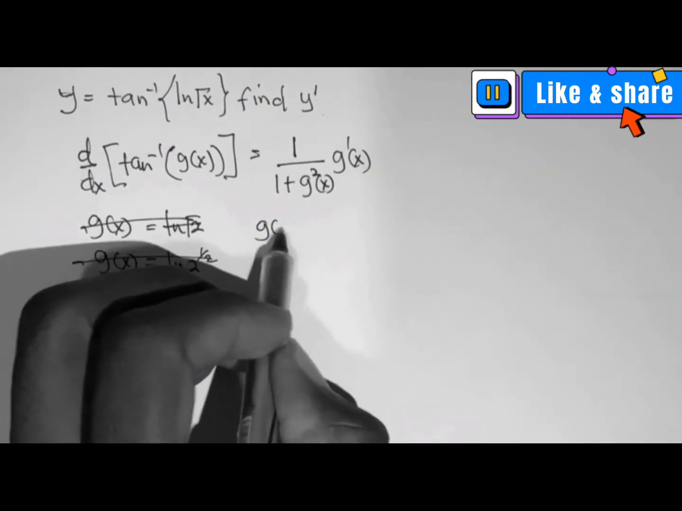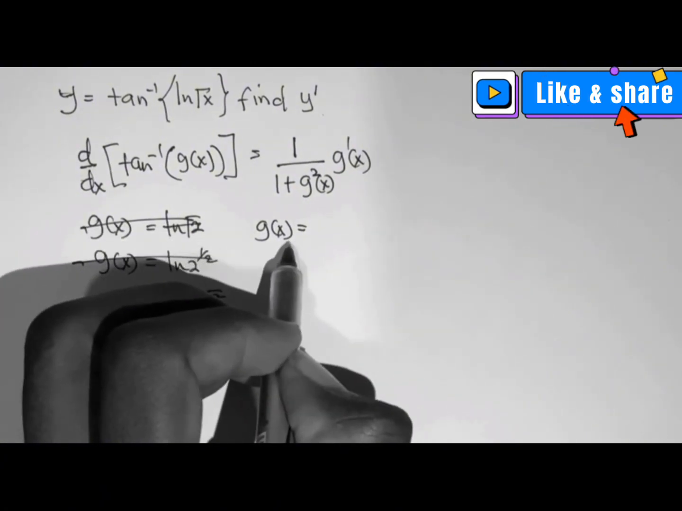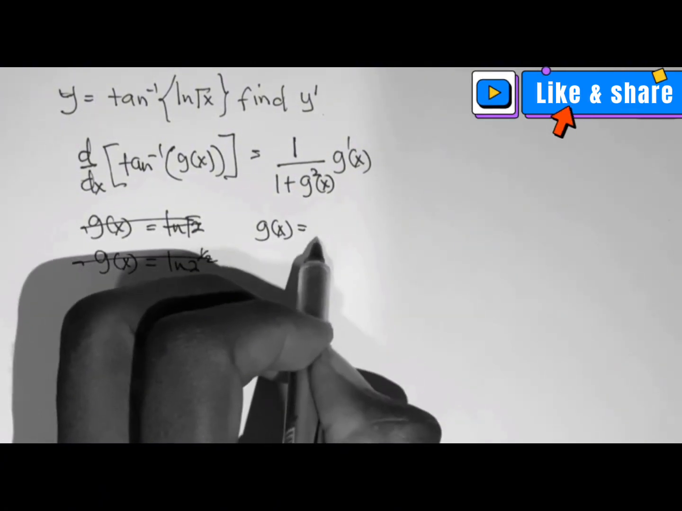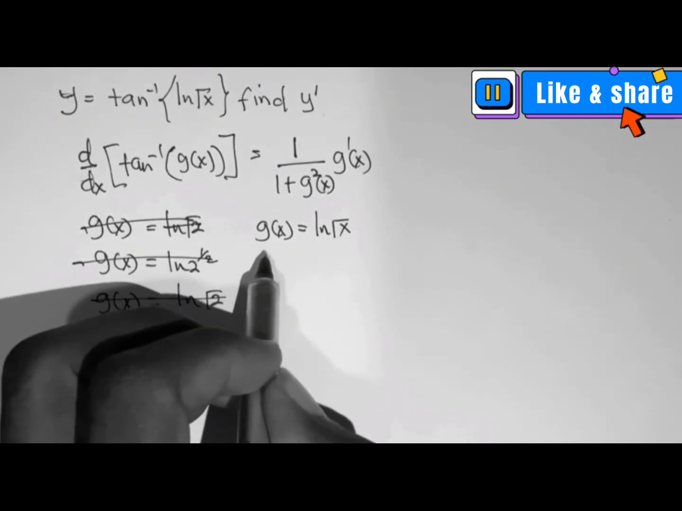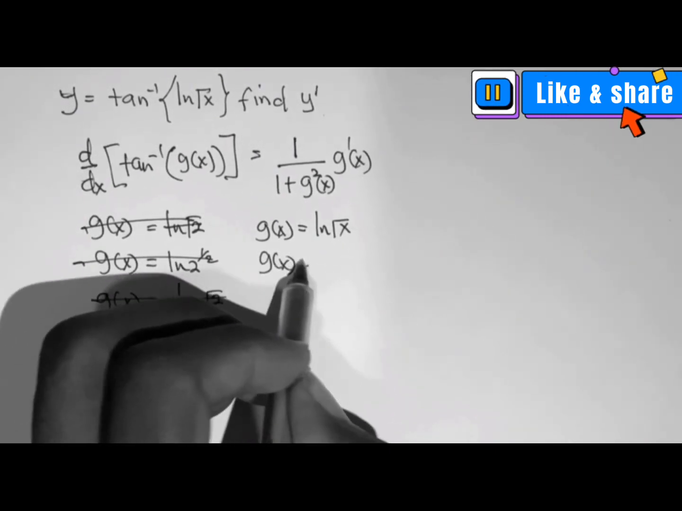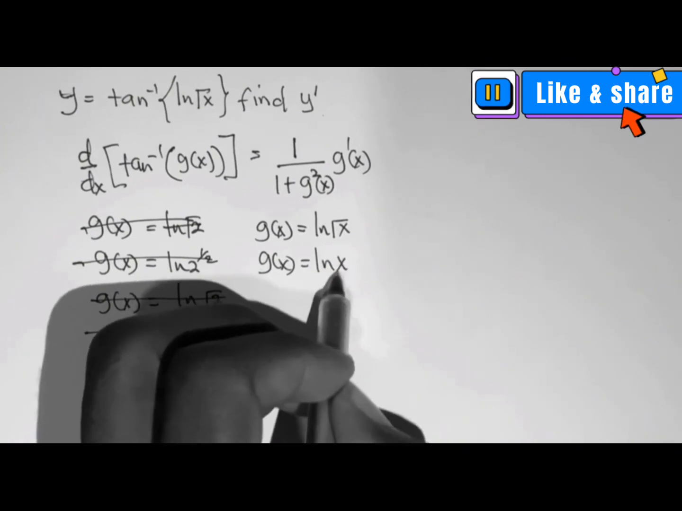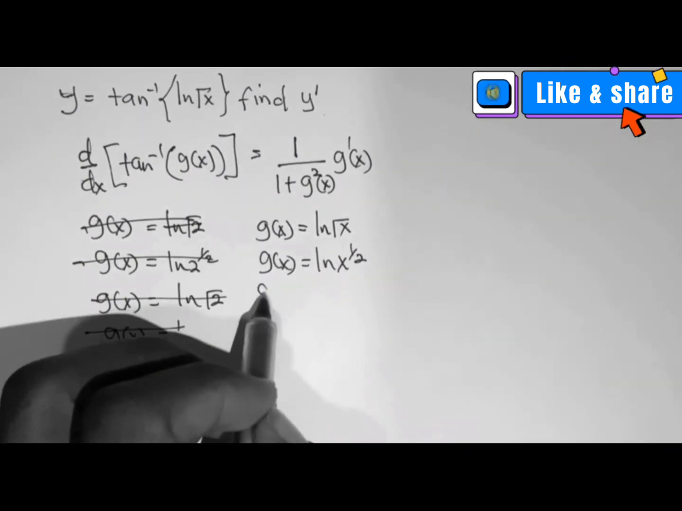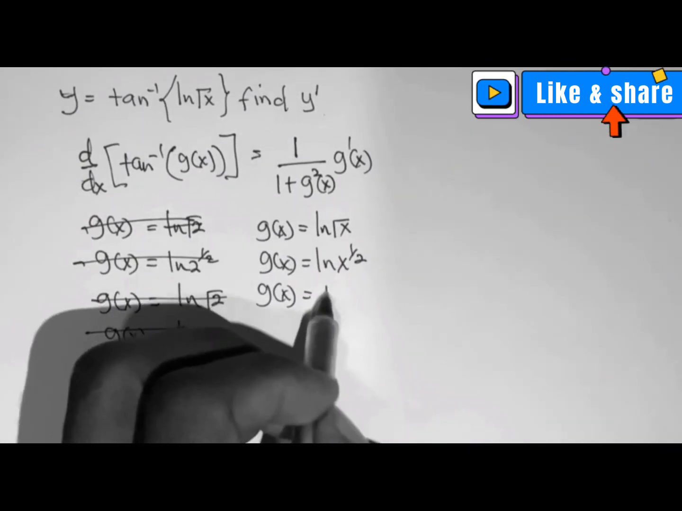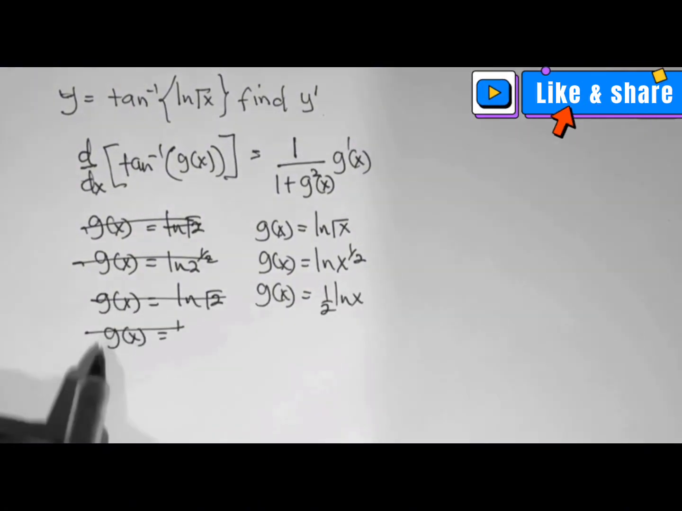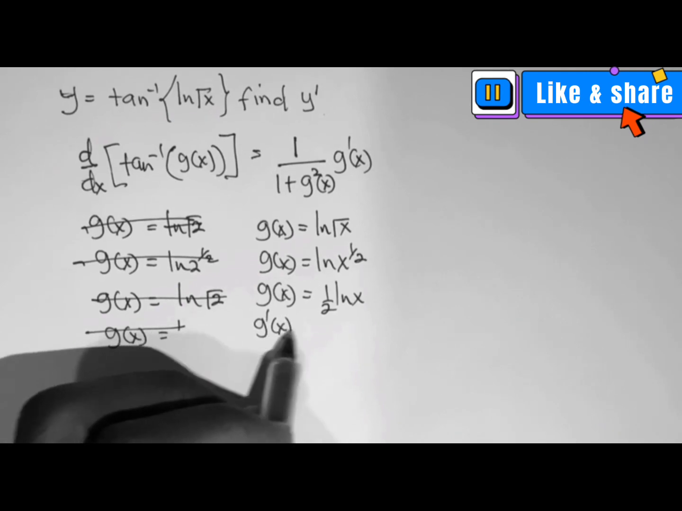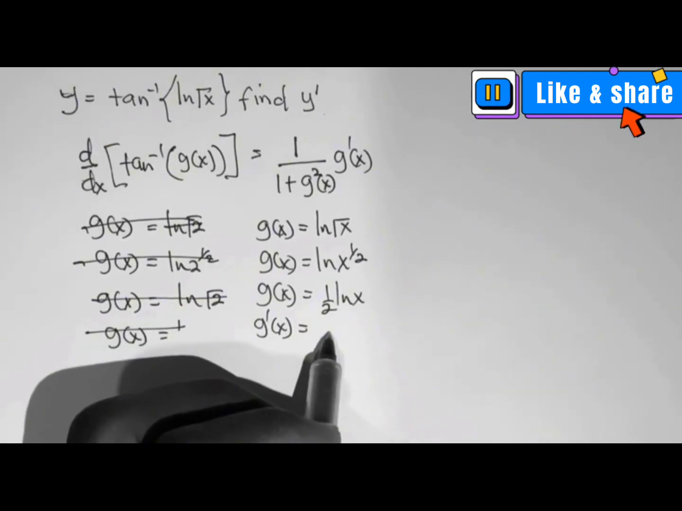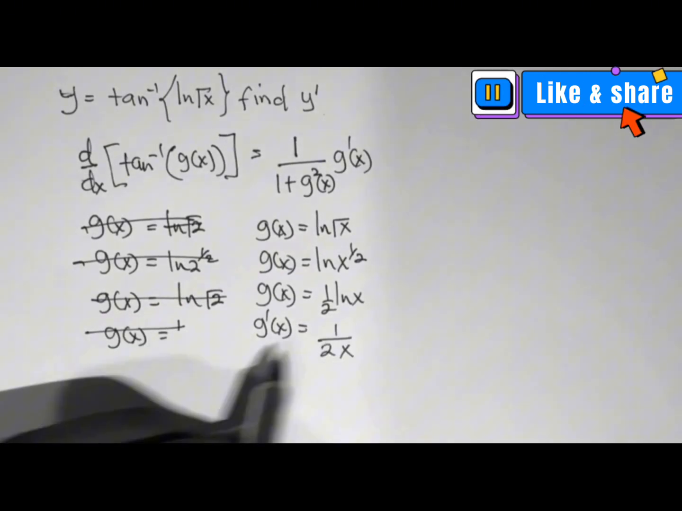So we need to find g of x. In this case, g of x is equal to ln root x. But we can rewrite g of x as ln x exponent half. Therefore, g of x is equal to 1 over 2 ln x. So what then is g prime of x? G prime of x is equal to 1 over 2x.